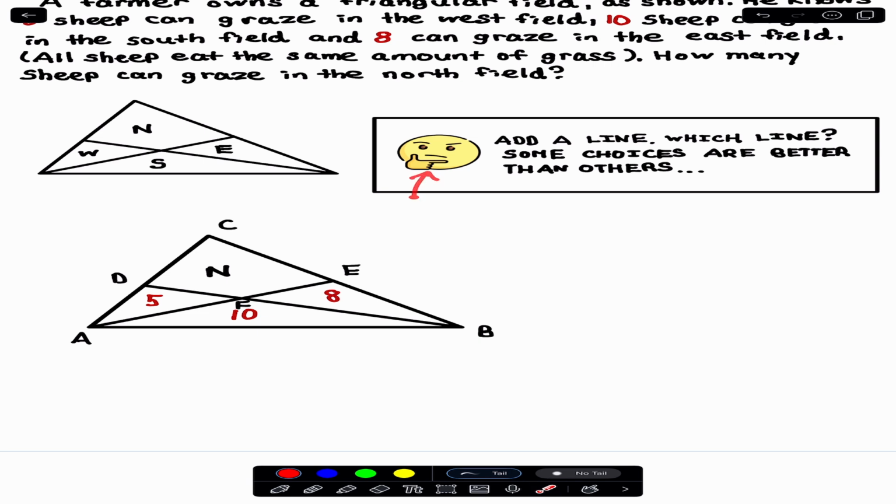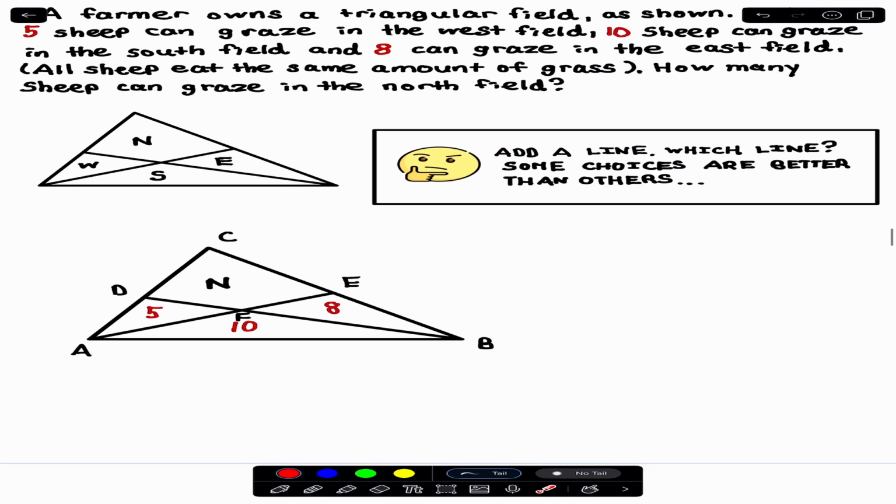So if we look at our little buddy over here, it says to add a line in this problem, because that's going to help us a lot. So that's the thing about geometry. In geometry, sometimes you're going to have to add a line that isn't there. And the million-dollar question is always, which line do you add? Because some choices are going to be better than others. Now, as for finding out what this line is, you can only do that through lots of practice.